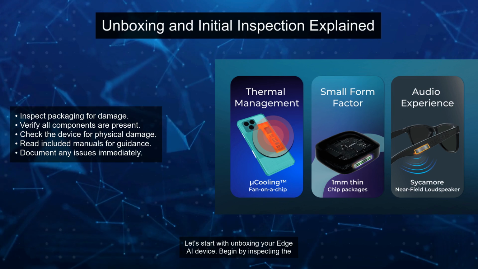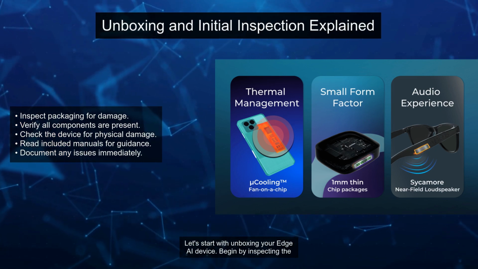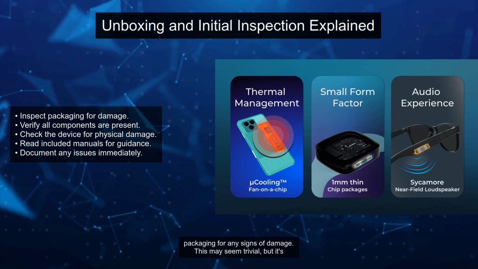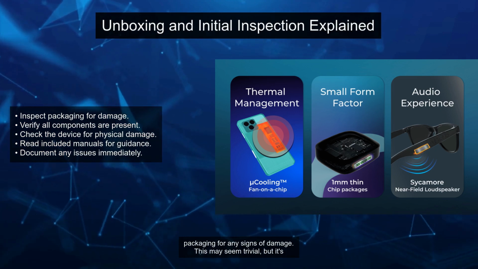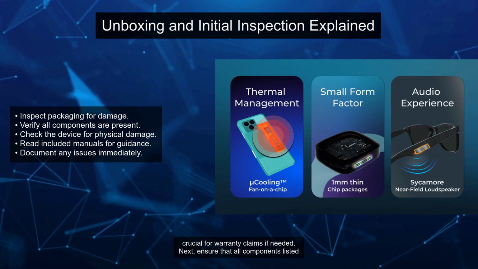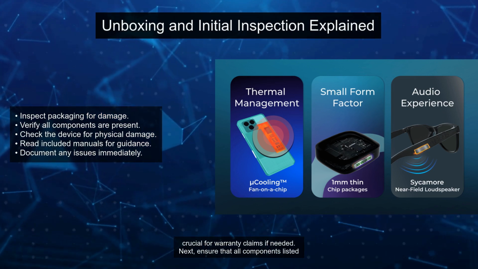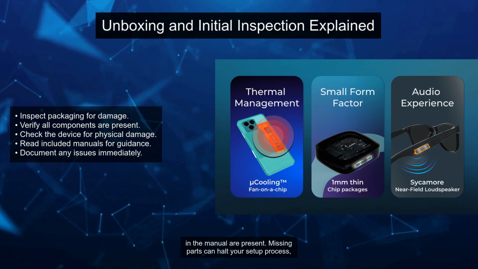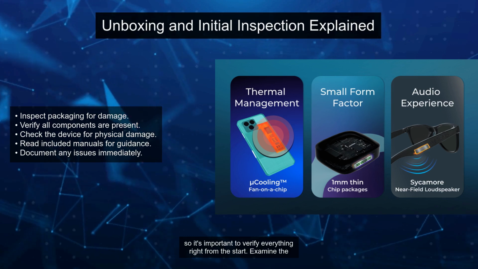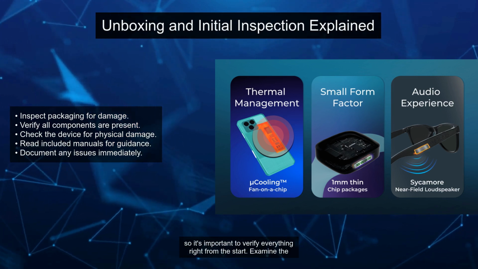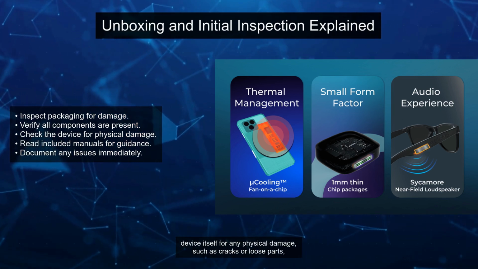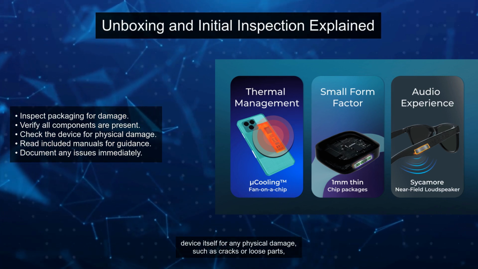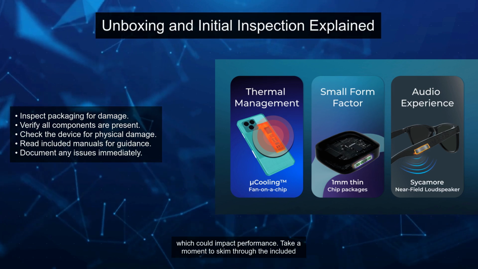Let's dive in. Let's start with unboxing your Edge AI device. Begin by inspecting the packaging for any signs of damage. This may seem trivial, but it's crucial for warranty claims if needed. Next, ensure that all components listed in the manual are present. Missing parts can halt your setup process, so it's important to verify everything right from the start. Examine the device itself for any physical damage, such as cracks or loose parts, which could impact performance.